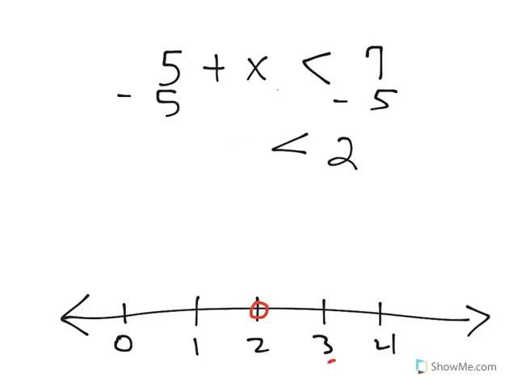I'm going to try, let's say, a 1. Is 1 less than 2? Yes. So if I plotted that point and I tried another one just to make sure, let's try 0. Is 0 less than 2? Yes. So all of these numbers to the left of 2 are going to satisfy this solution. So my line is going to go to the left, and I'm going to have an open circle on 2 because 2 does not satisfy this inequality.